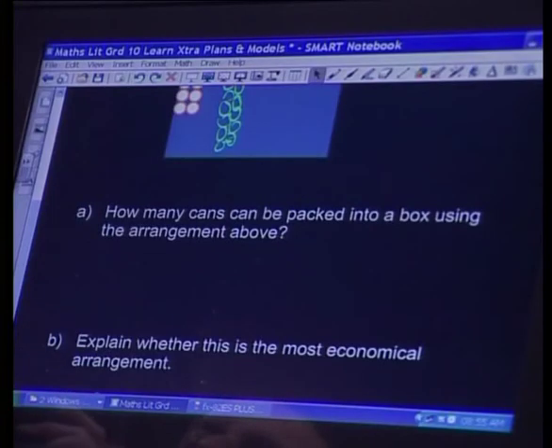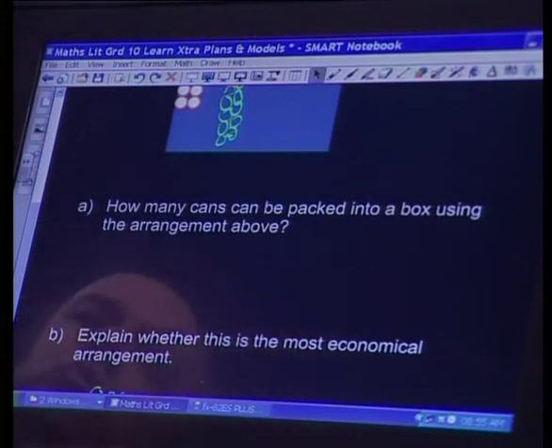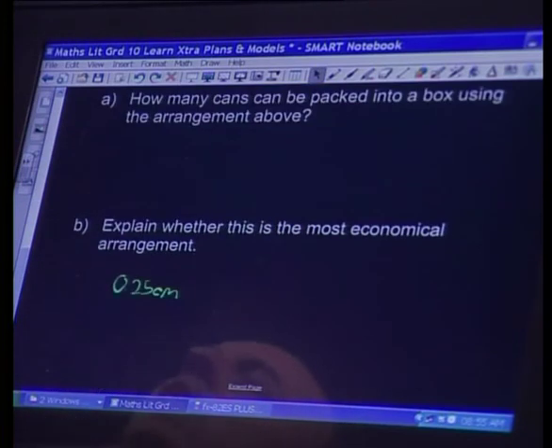Well, 16 more cans might not seem like a big difference when I've already got 256. But imagine I'm packing 100 boxes like this. 16 times 100 would mean 1,600 extra cans could be packed in the boxes. I would be saving a lot of boxes that way. So can you see how modeling is important in actually achieving the best result for our question?